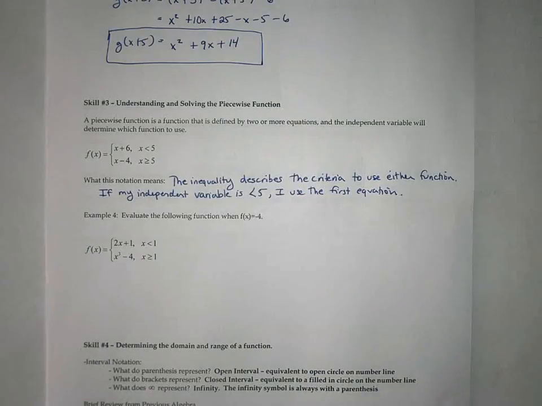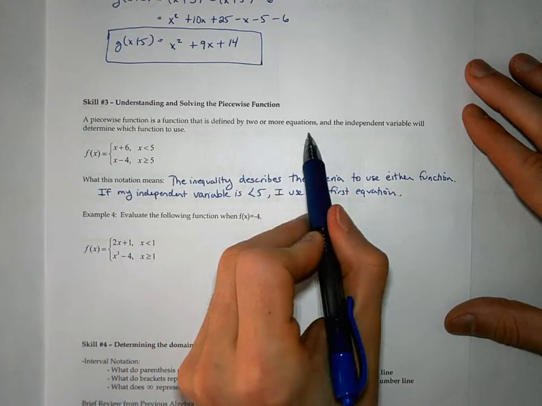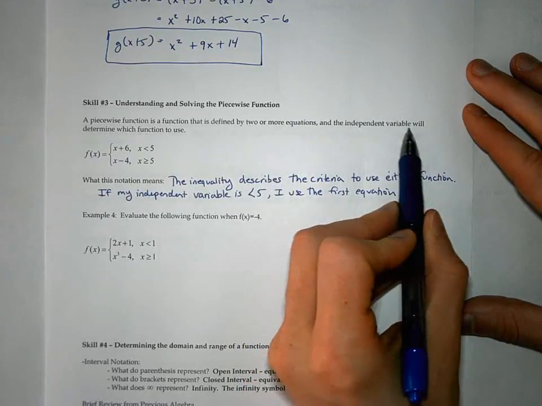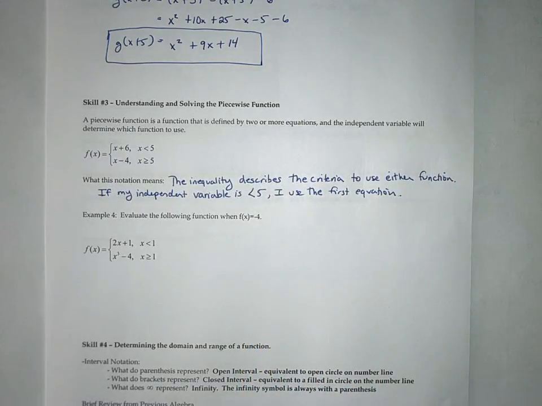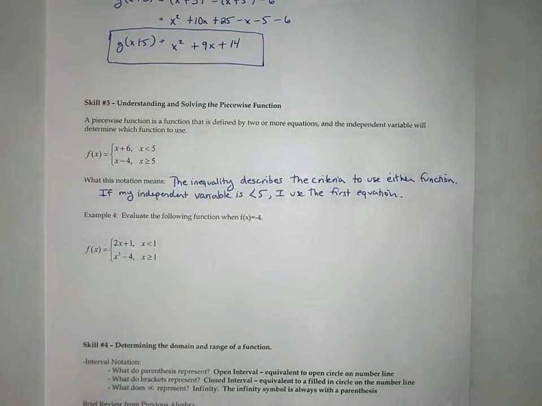The third skill we want to look at is understanding and solving piecewise functions. And really a piecewise function is a function that's got multiple parts. So a piecewise function is defined by two or more equations, and the independent variable, or the x value that you plug in, will determine which function to use. That is probably the key piece of a piecewise function, that when you solve it out, you are not going to solve using both equations.